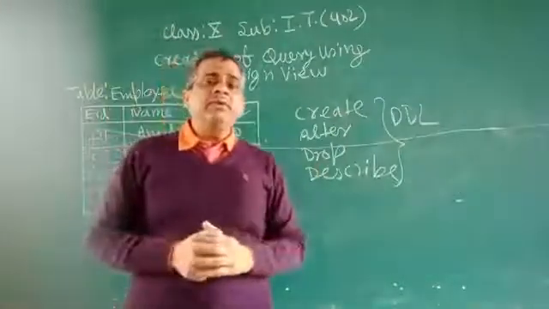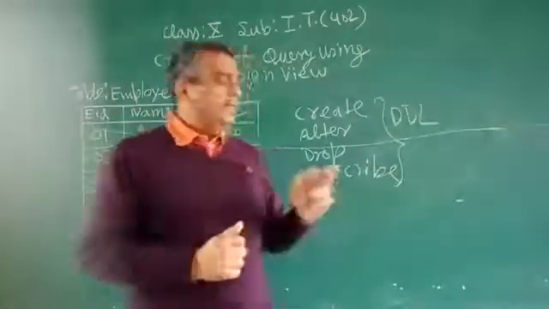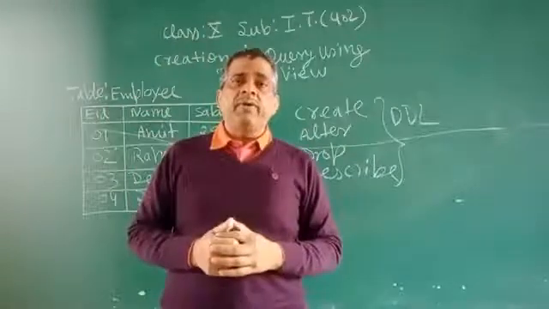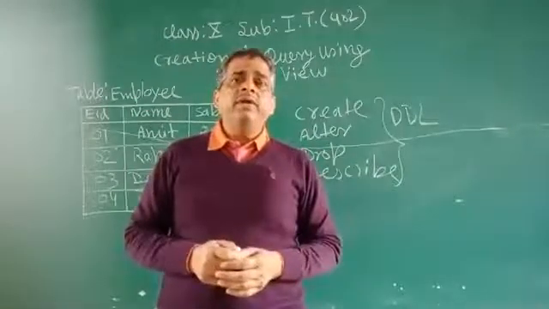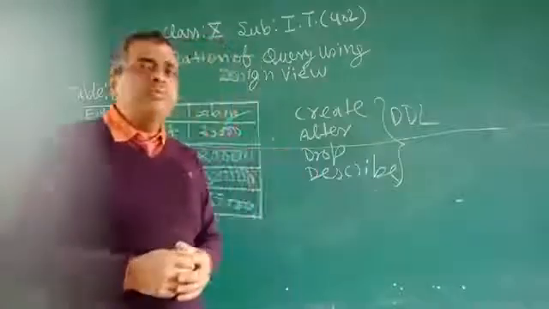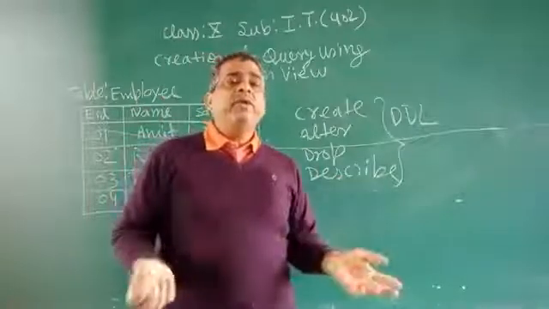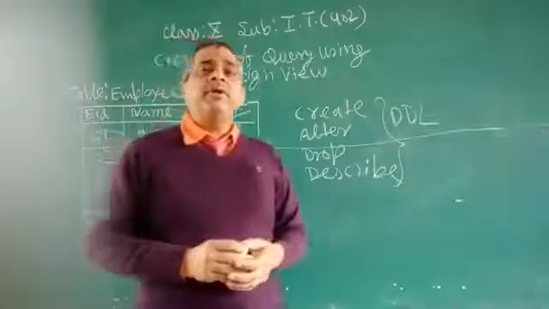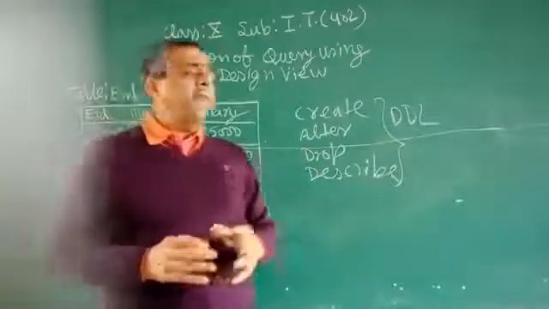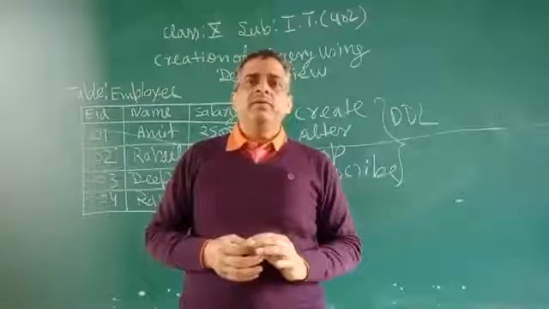With the help of the create command, we can create a database as well as a table. With the help of the alter command, we can modify the structure of an existing table. We can add a new column in a table, or change the data type of a column in a table. We can also remove a column from the table. With the help of the drop command, we can delete the entire table from the database or the entire database. Clear? And then the describe command. With the help of this command, we can describe, we can represent the structure of a table. Clear?